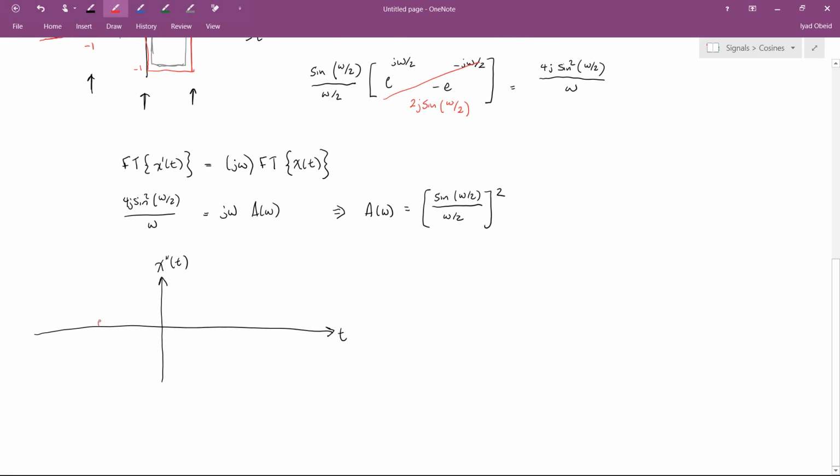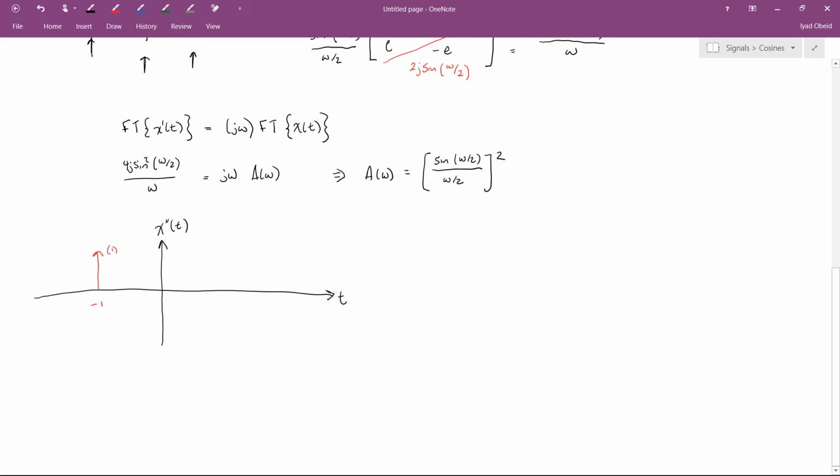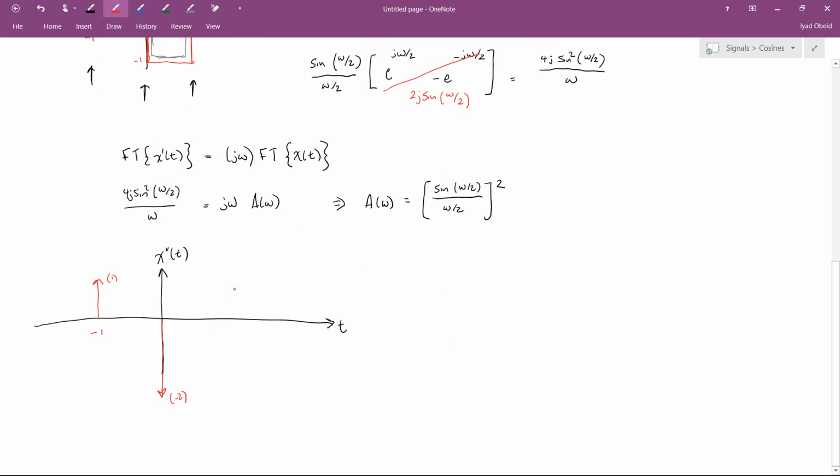So we're going to have an impulse over here at t equals -1, and that impulse is going to have an area of 1, and the area of 1 is because this has a step of going up by 1. Then I'm going to have an impulse here at t equals 0, and that's going to have an area of -2. And that impulse has an area of -2 because this step goes down by 2 units. So the down gives it negative, and the 2 units gives it 2. And then finally, over here at t equals 1, I'm going to have another positive impulse.